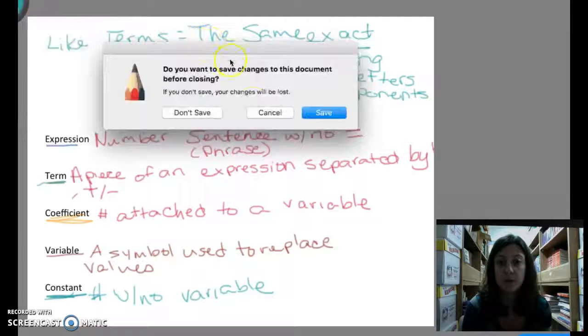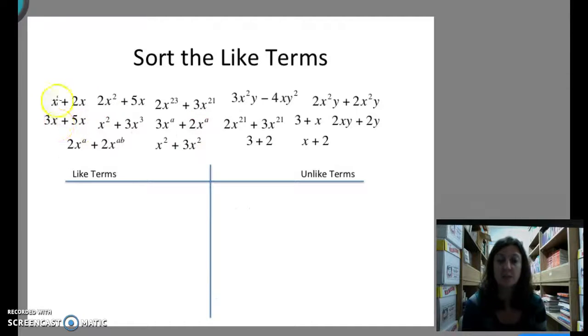So what I want you to do here is I want you to pause the video, and I want you to take each of these mini expressions and I want you to sort them into like terms or unlike terms. And if they're like, I want you to combine them. So go ahead and pause the video. Next time you see me, answers are going to be up.